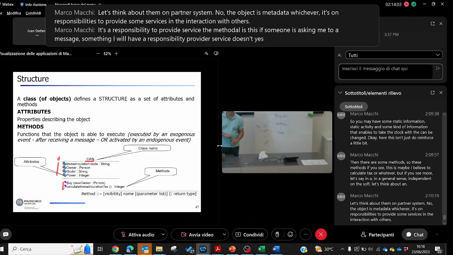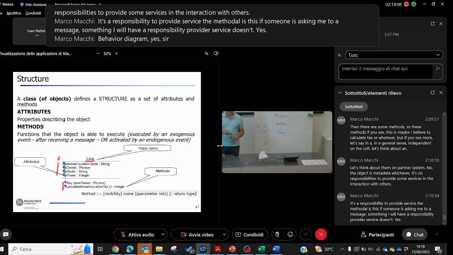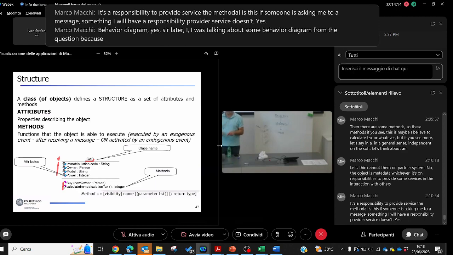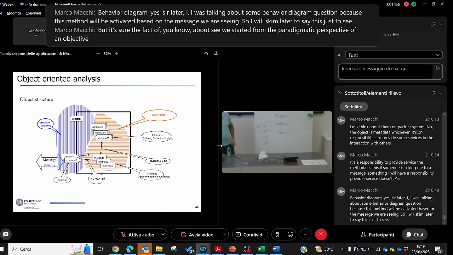Yes. Can a method be linked to a behavior diagram? Yes. Later, I will talk about some behavior diagrams, a proper question, because this method will be activated based on the message we are receiving. I will skim it later just to see it in a tangible sense. We started from the paradigmatic perspective of an object, and this implies that the method is activated if I'm receiving a message.